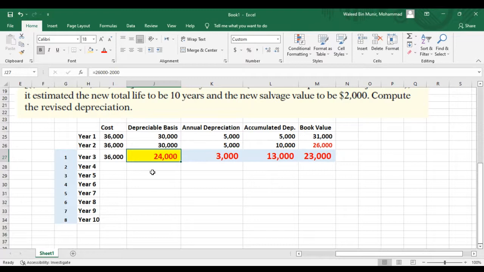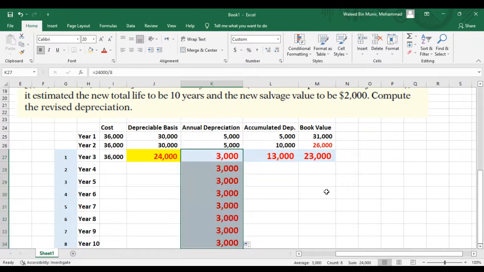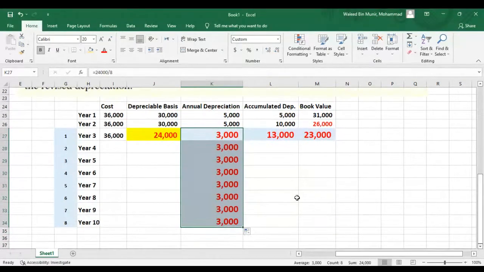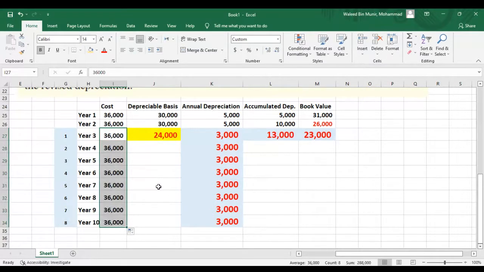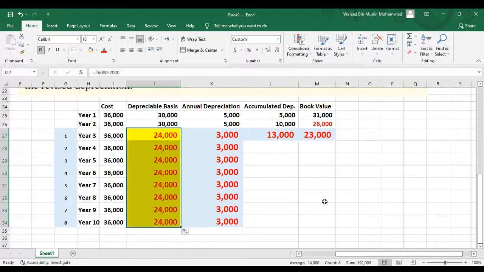Now if you continue with this one, what will be our annual depreciation after this? It is always the same. The depreciation expense after this will be the same for each year. And for year 4, same thing for cost. This one also stays the same. Let's check our answer.